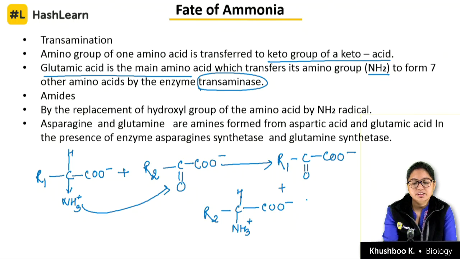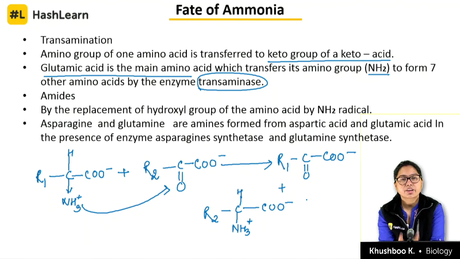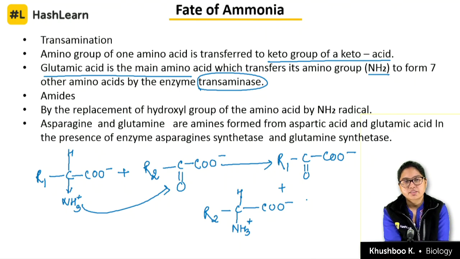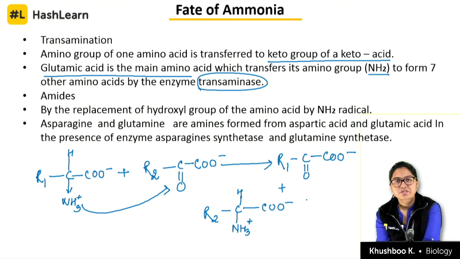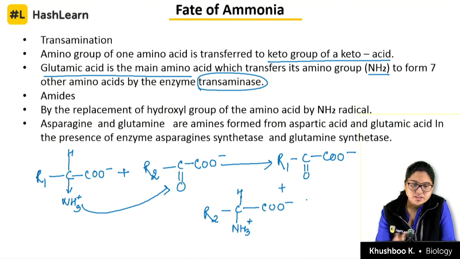If we remove this, the same thing, R1 and R2, and instead of R2 you take oxaloacetic acid and the other one will be glutamic acid, the resultant we will get is aspartic acid, okay. So, that is how the process of transamination happens. Then there is one more thing, that is called amide formation.